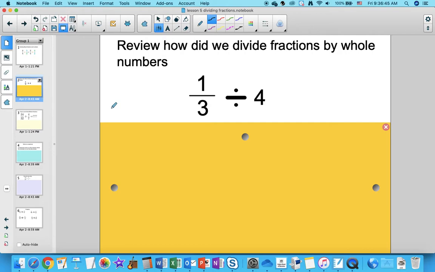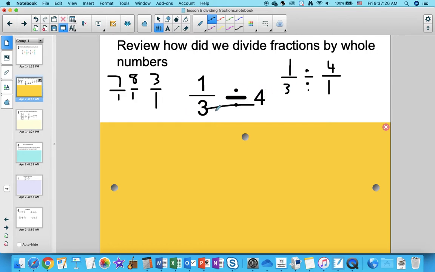We have 1 over 3 divided by 4. In this case, if you watched the previous lesson, all you had to do was go 4 times 3, which gave us 1 over 12. You just multiply the denominator by the whole number. The reason why this worked is that 4 can be turned into a fraction, which is the same as saying 4 over 1. Any whole number is a fraction. 7, 8, 3, you can turn them into a fraction by just putting them over 1.